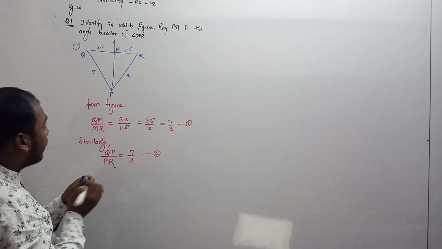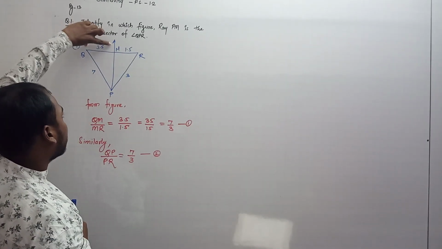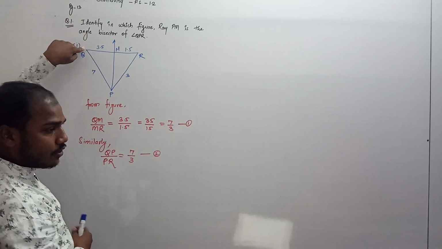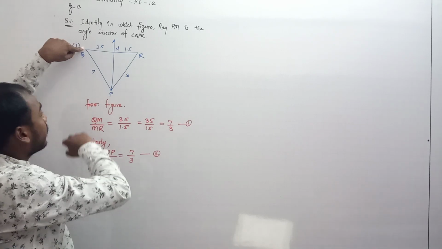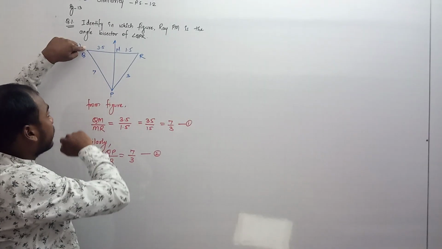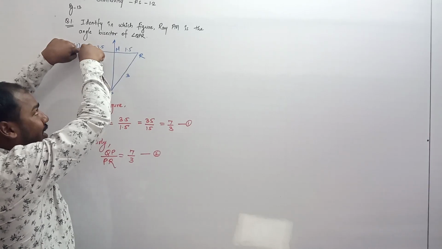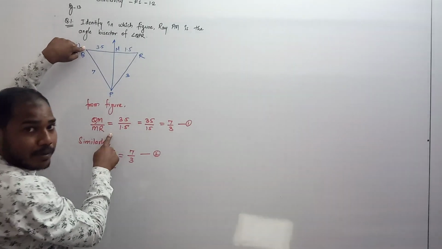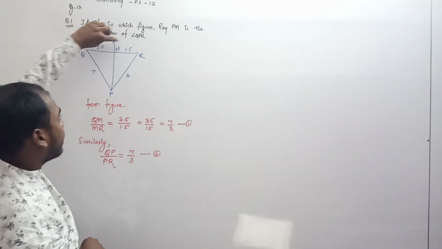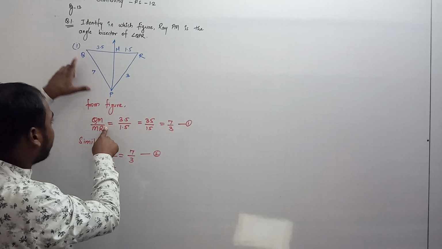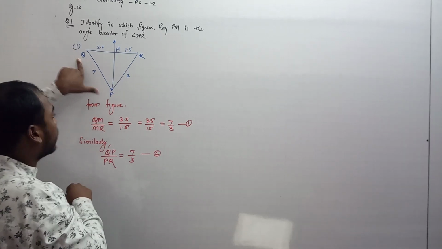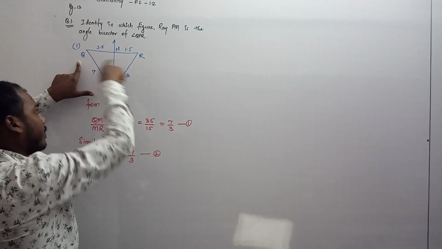Very simple. I am starting the ratio of QM divided by MR from point Q. It is very important to understand this when we are using the angle bisector: the starting point is the vertex, so we are using Q as the vertex. So I write QM divided by MR, and that ratio is 3.5 divided by 1.5, which can be written as 7 by 3. Similarly, since we started from Q, for the second ratio we again start from Q only. So we write QP divided by PR, and that ratio is 7 divided by 3.